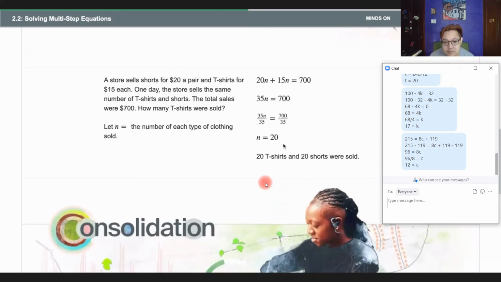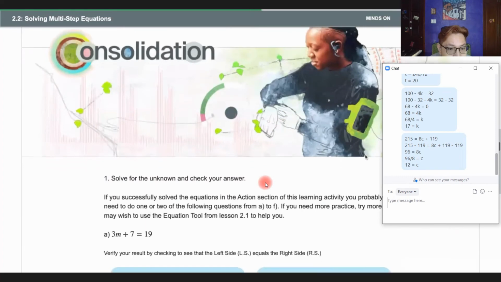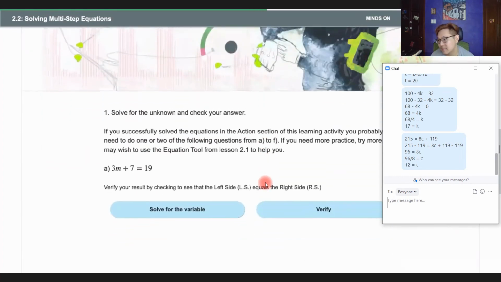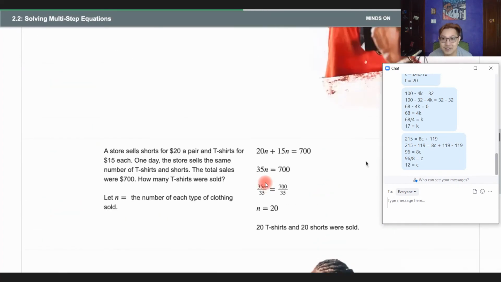So the answer is n equals 20. So 20 t-shirts and 20 shorts were sold. I guess it makes sense, because most people buy a shirt and shorts at the same time, unless they just want to buy one thing and let the other person buy another thing later.